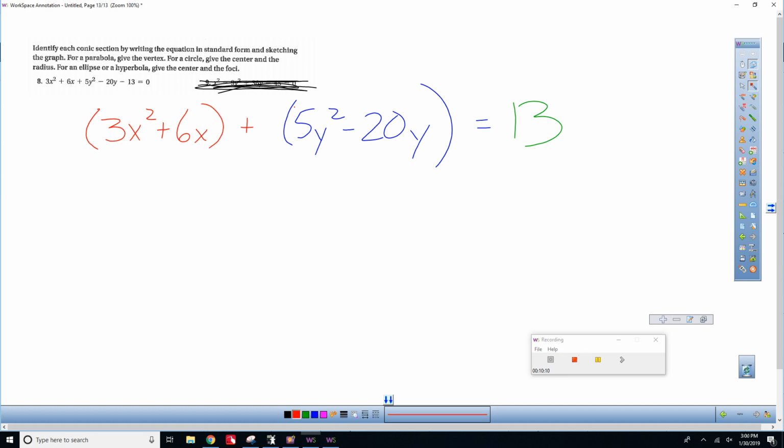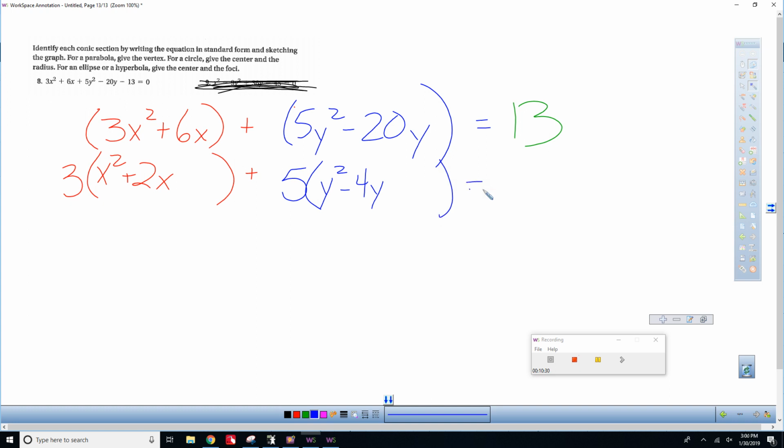Okay, now, next step is to factor. 3 times (x squared plus 2x). When you factor, leave yourself some extra room to complete the square. Just trust me on that one, okay? Plus 5 times (y squared minus 4y). Leave yourself some extra room. And we still have 13.